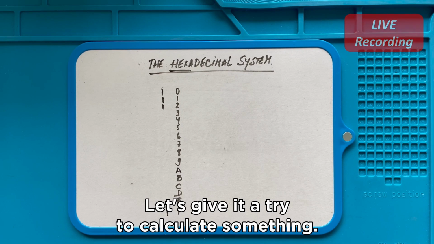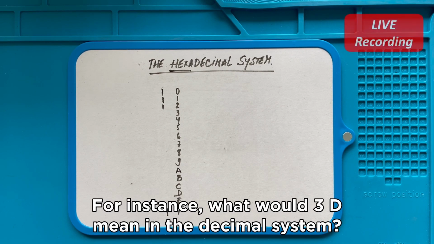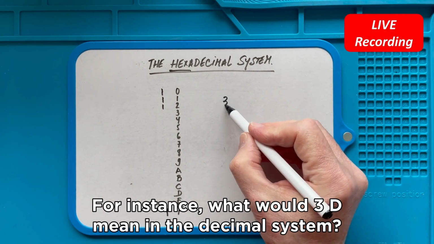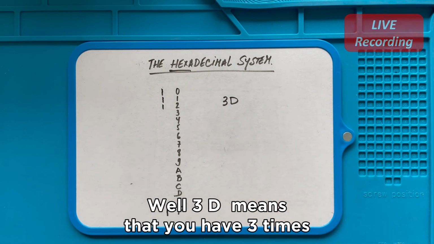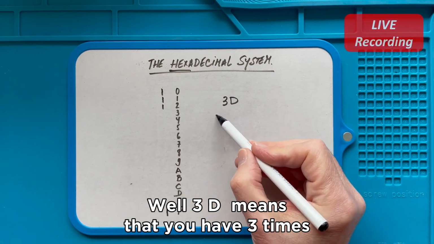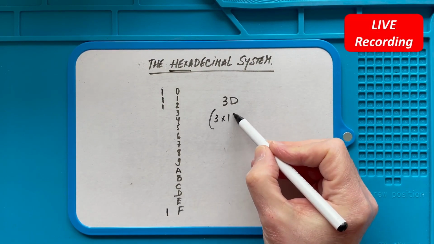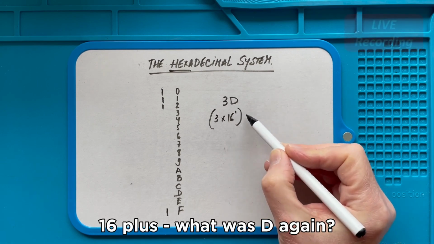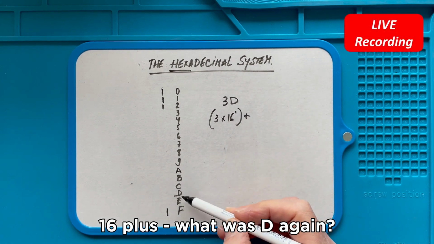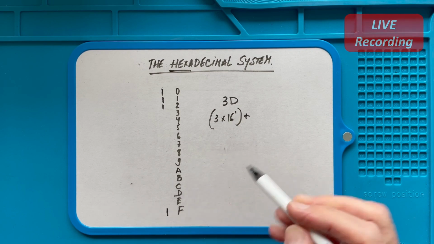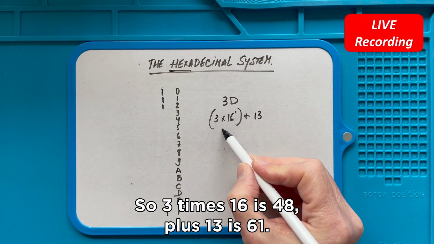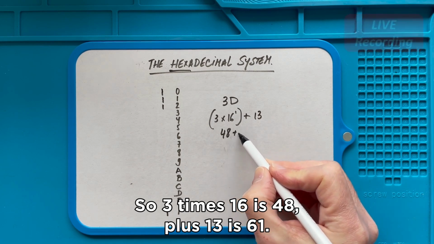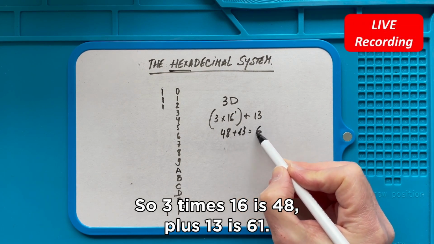Now, let us give it a try to calculate something. For instance, what would 3D be in the decimal system? Well, 3D means that you have 3 times 16 plus, and what was D again? This is 10, 11, 12, 13, so plus 13. So 3 times 16 is 48 plus 13 is 61.